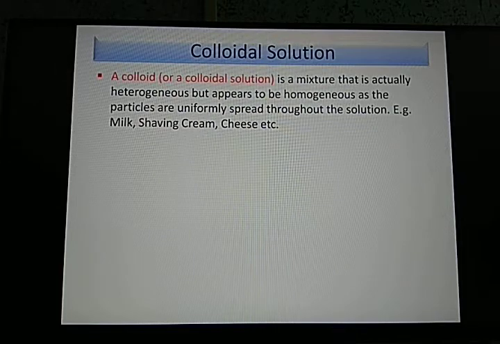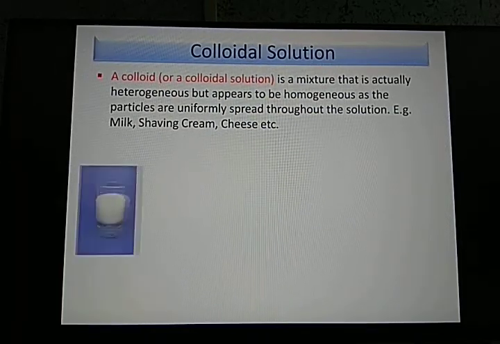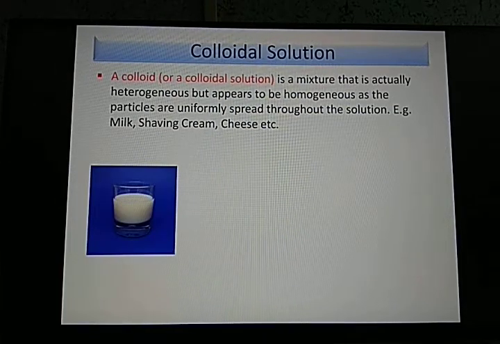For example, milk. If you see milk, can you identify that it is a heterogeneous mixture? No. But in fact, it is a heterogeneous mixture. How is it a heterogeneous mixture?